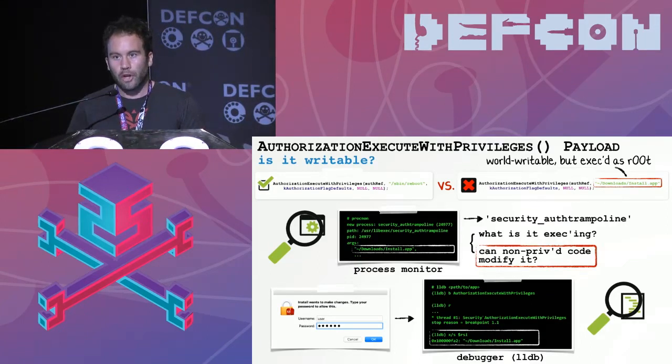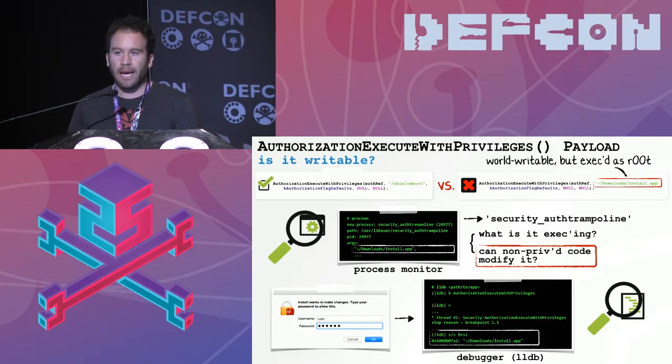Obviously, local non-privileged code could modify that. Another example is you could just debug the process and set a breakpoint on the AuthorizationExecuteWithPrivileges function, and then look at the arguments, specifically the third argument, RSI. Again, this will be the path of what is about to be executed as root.